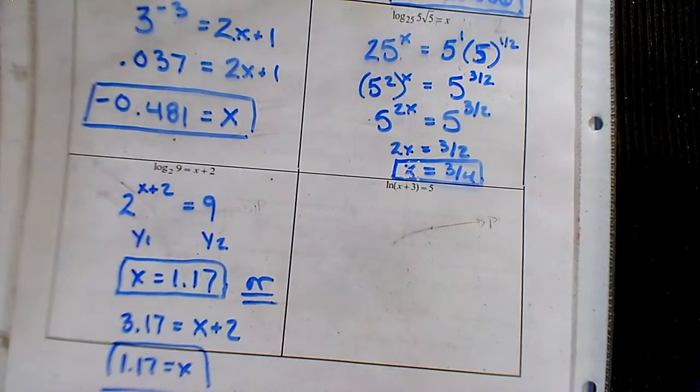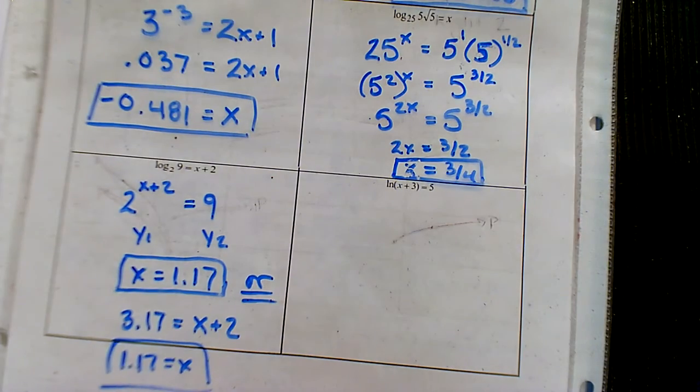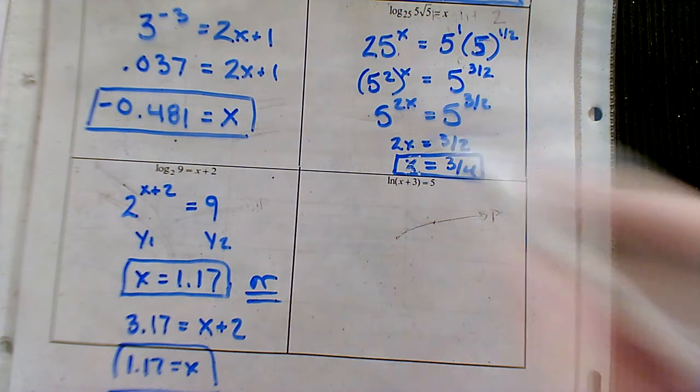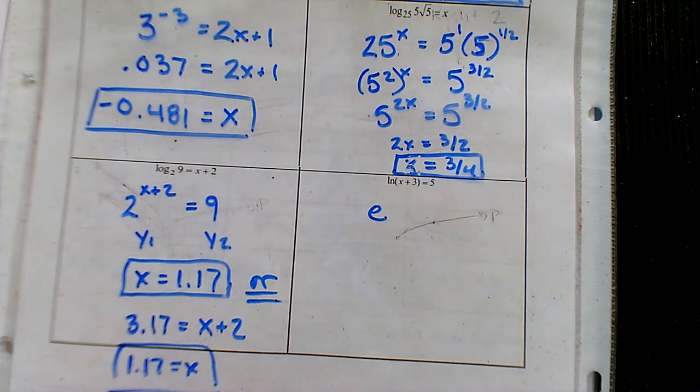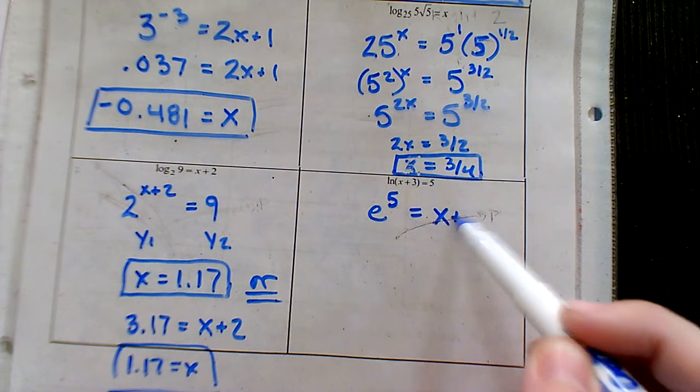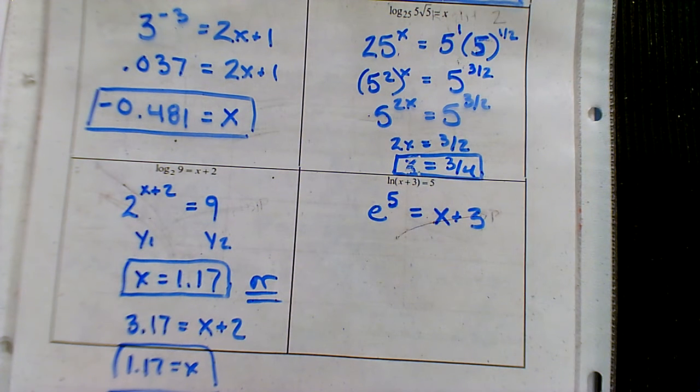Let's try the next one. Can we convert it to an exponential? It's a natural log, so what's our base? Yeah? E, number E is 2.718. The power would be 5. And the answer to the exponential would be x plus 3.